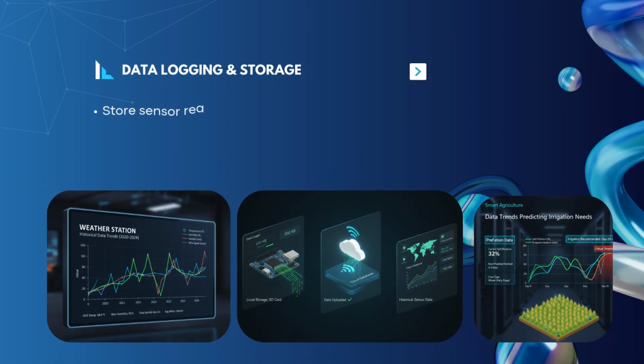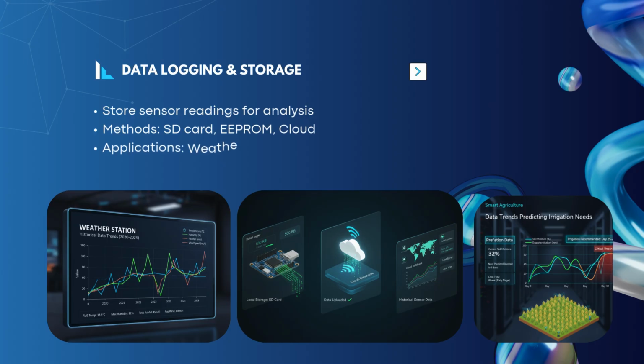Collecting sensor data is useful, but storing it is even more powerful. This process is called data logging. Microcontrollers can log data into SD cards, EEPROM memory, or send it to cloud servers for analysis. For instance, a weather station records temperature and humidity data every minute, building a dataset for predicting future conditions. Data logging enables performance tracking, fault diagnosis, and predictive maintenance. It transforms raw sensor readings into valuable insights for industries, healthcare, and smart cities.